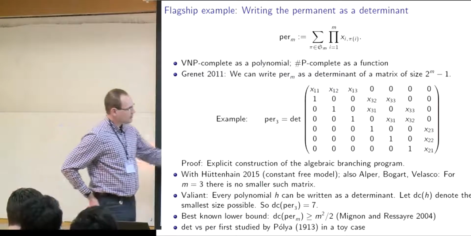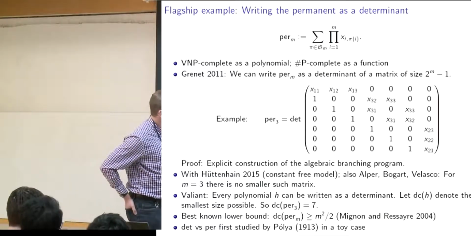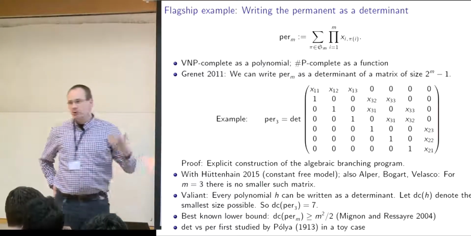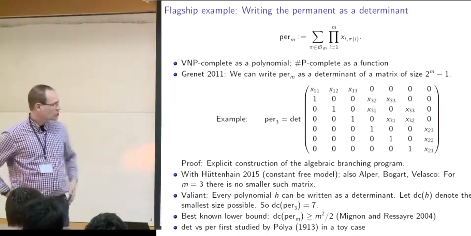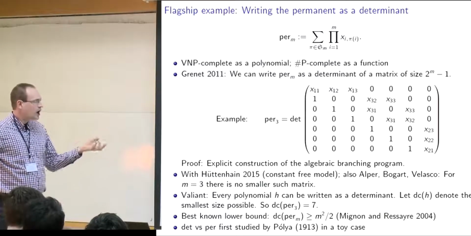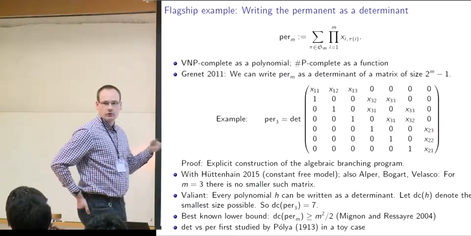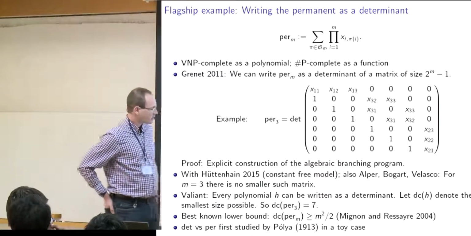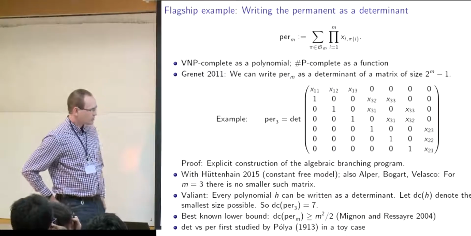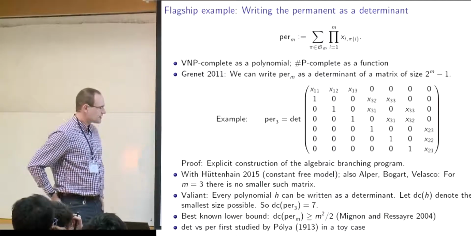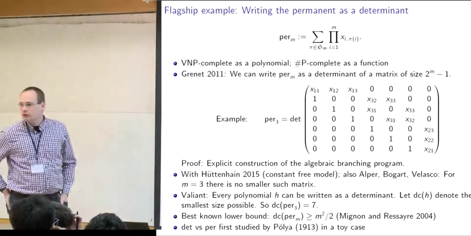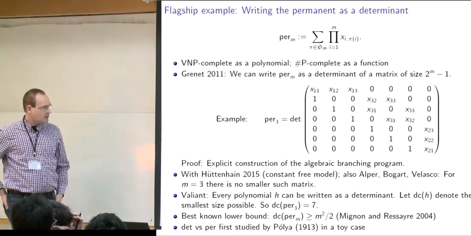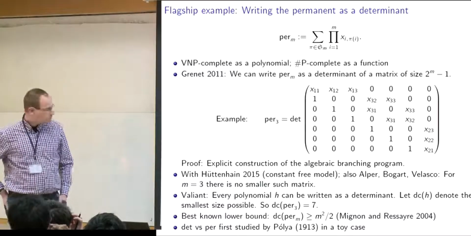So of course Valiant then showed you can write every polynomial, and this will actually be important, these polynomials, like the permanent on these slides, they will be h, for a hard polynomial, say something you want to know the hardness of, right? So that would be h. And they can be written as a determinant, and dc should be the smallest size that's possible. So in our case, dc of the 3x3 permanent is 7, right?